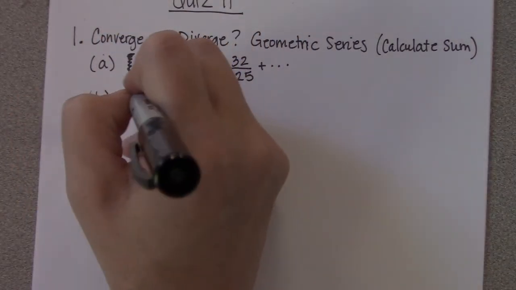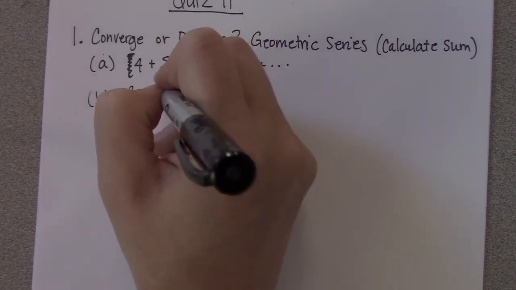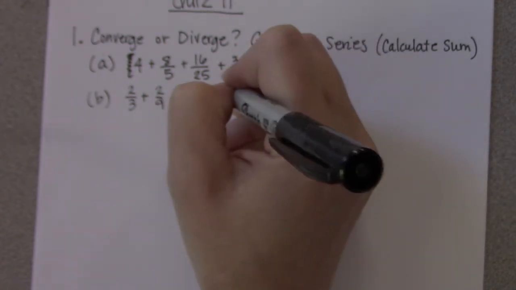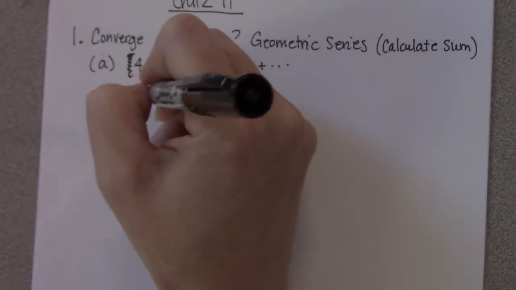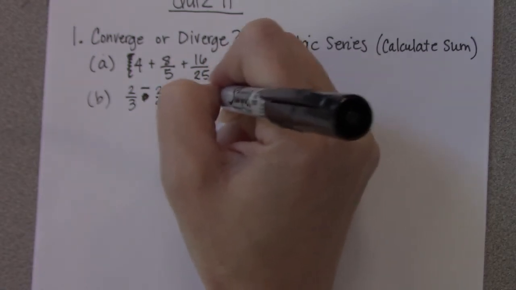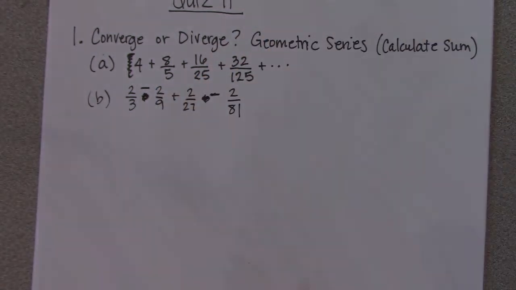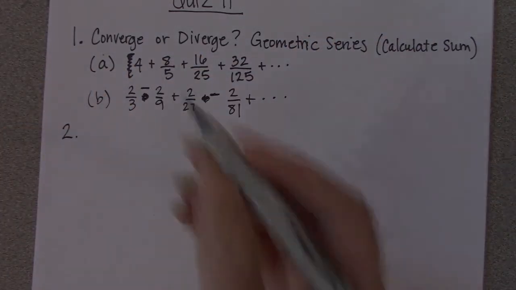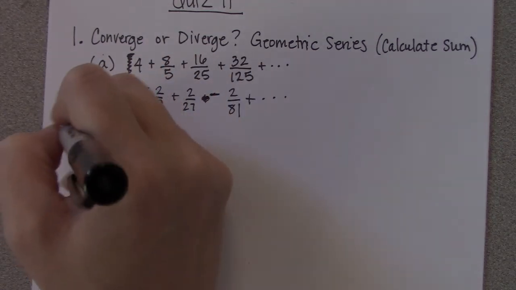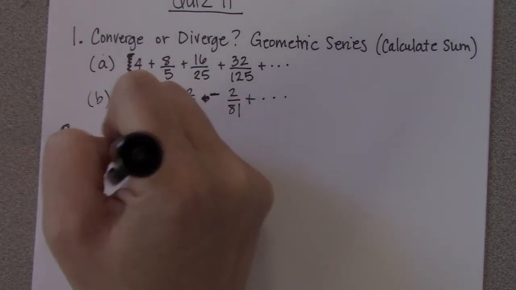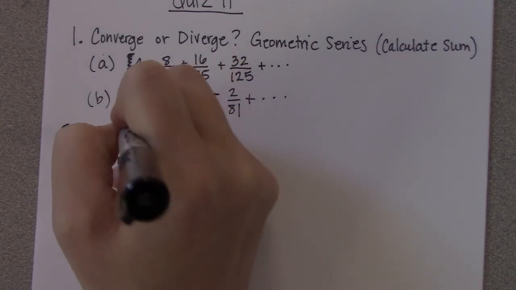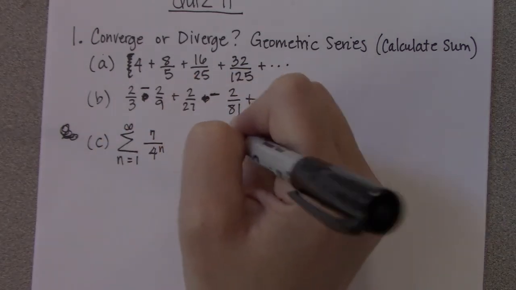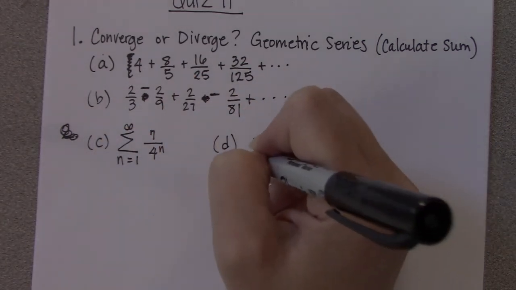All right, the second one. Oh, sorry. This is a minus. This is a minus. So we have a little pattern recognition for the first two. And make sure you're paying attention to the conditions that have to be met in order to sum.